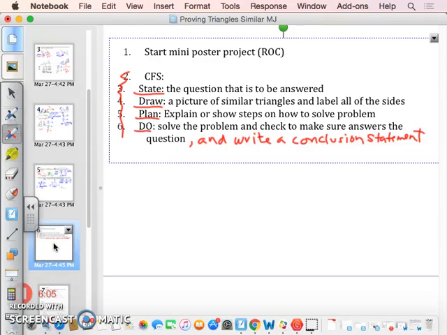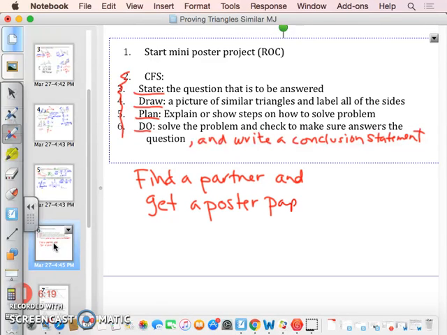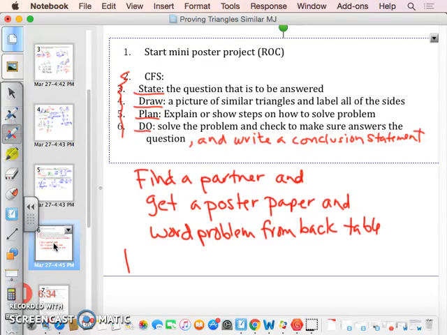When you're done with your notes, you're going to find a partner, and get a poster, paper, and word problem from the back table. And then get started. When you are done, you are responsible for IXL, P5, and P7. All right, y'all. Let me know if you have any questions, and good luck.